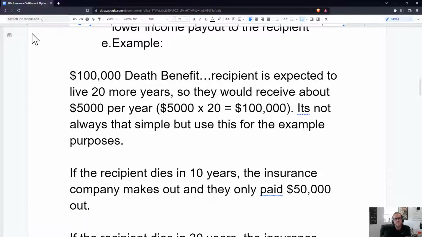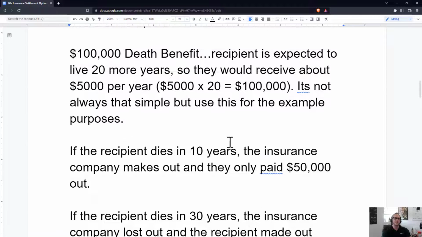So here's an example. This will clarify it. So we have a $100,000 death benefit, okay? This is not exactly how it would be, but these are just round numbers for you to get an idea of what this is from a visual standpoint. So say the recipient lives 20 more years. The insurance company says, beneficiary, we think you're going to live 20 more years. So say they're going to give them $5,000 per year, because $5,000 times 20 equals $100,000. It's not always that simple, but this is the example.